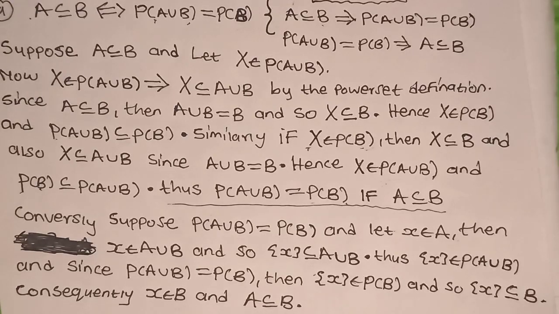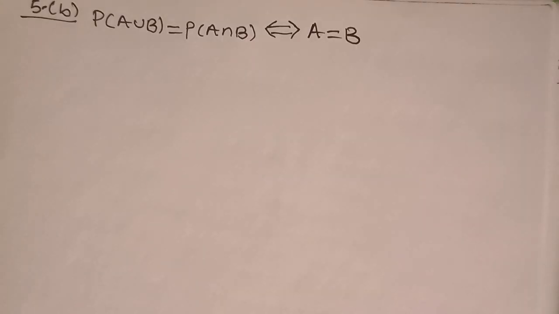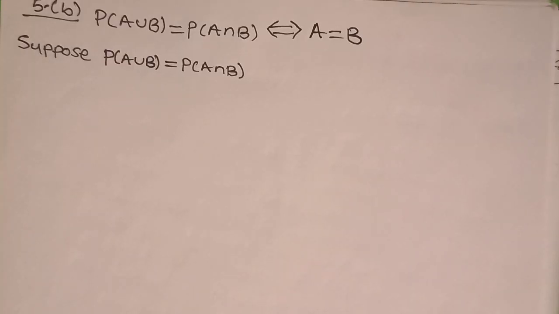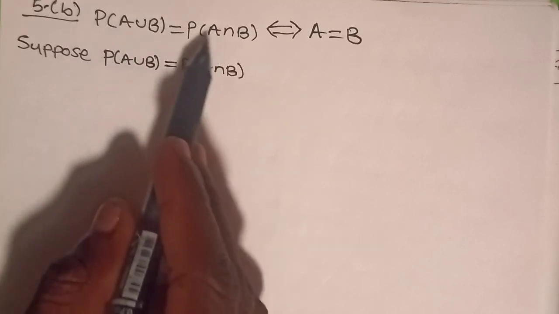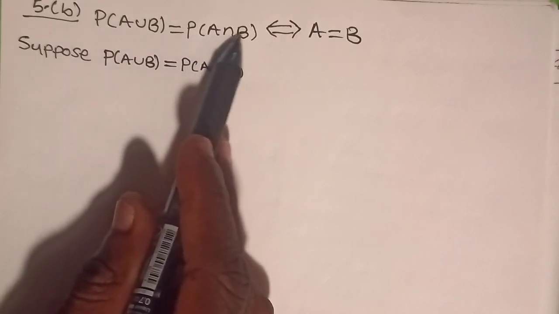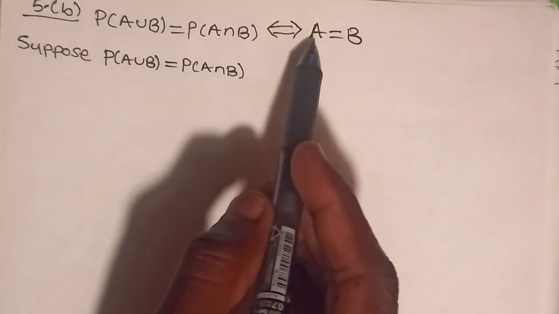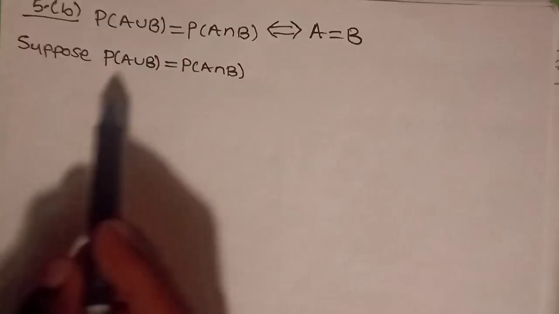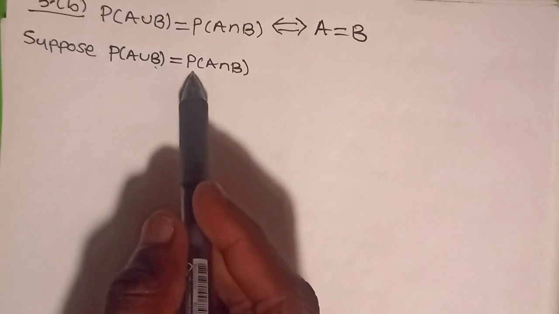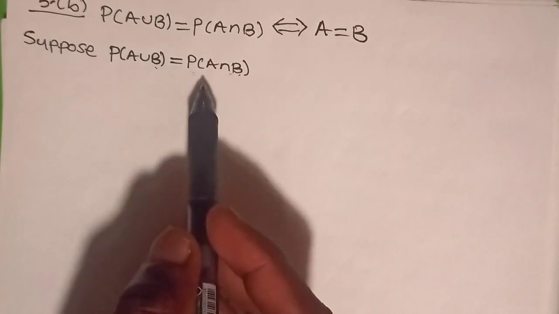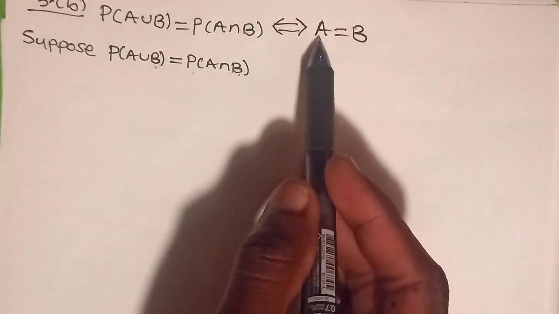Proceeding to part B, the power set of A union B is the same as the power set of A intersect B if and only if A equals B. So in order to show that the power set of A union B being the same as the power set of A intersect B will imply A equals B, we'll assume the power set of A union B is the same as the power set of A intersect B, then we'll let X be in A.